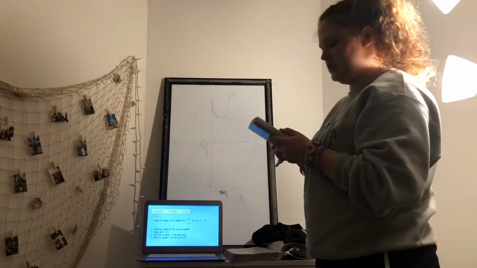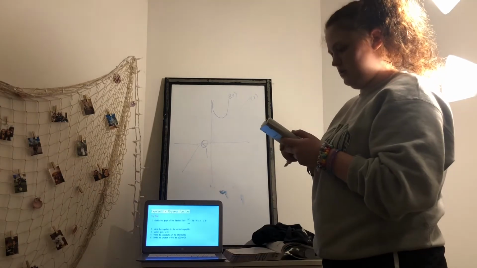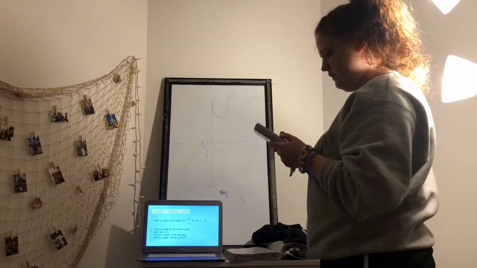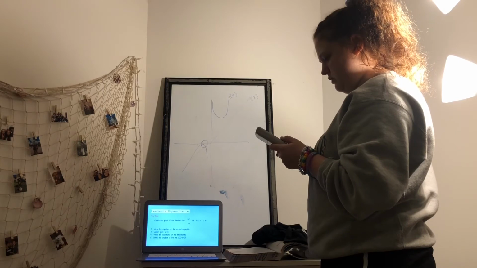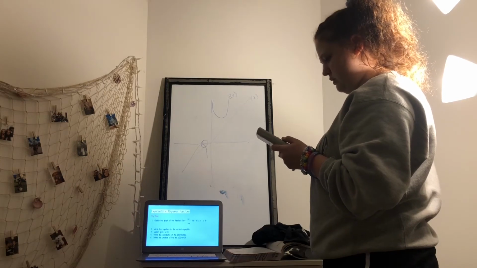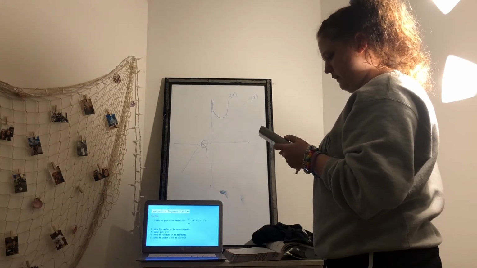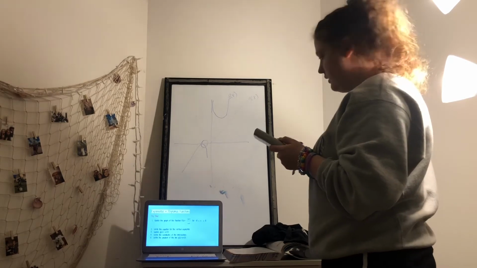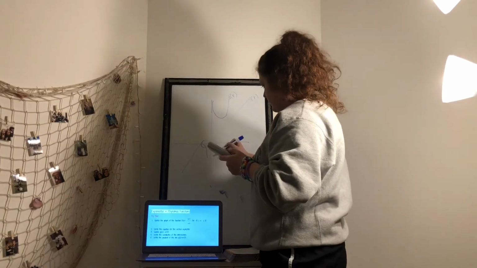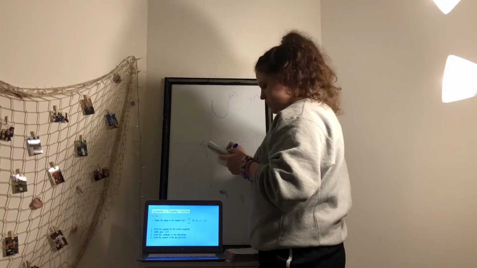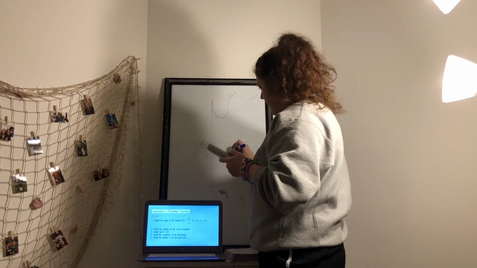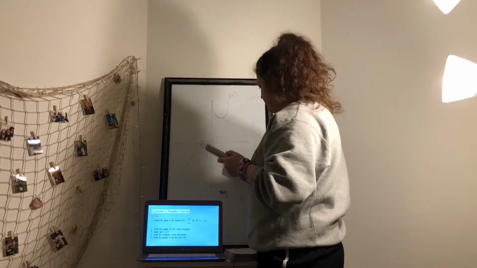So you go second trace, intersect, first curve, and then the second curve. So your x should be negative 1.5 and your y should be negative 1.